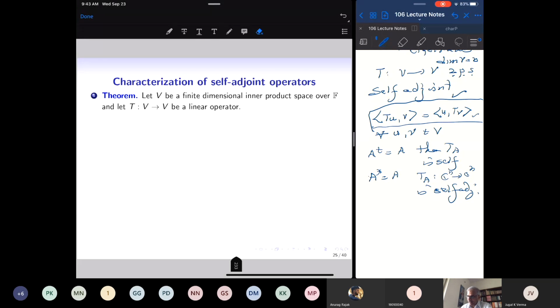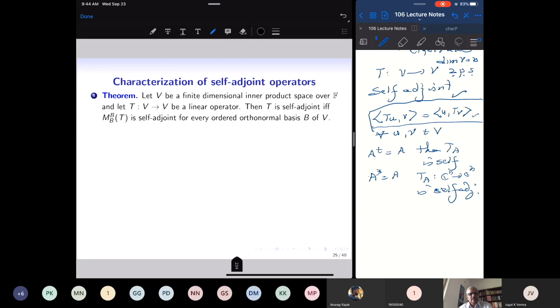So suppose I have a finite dimensional inner product space, and it is over a field of scalars, because we are treating the real field and complex field in the same theorem. So we say real inner product space or complex vector space. We say it's an inner product space over the field F of scalars, and fix that field. And suppose I have a linear operator from V to V.